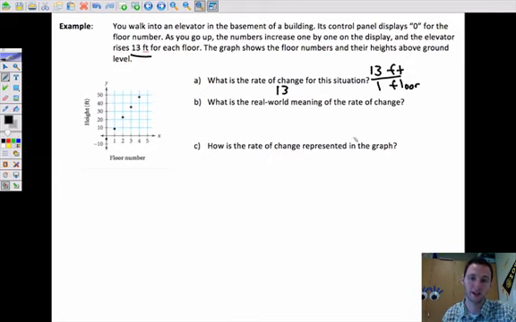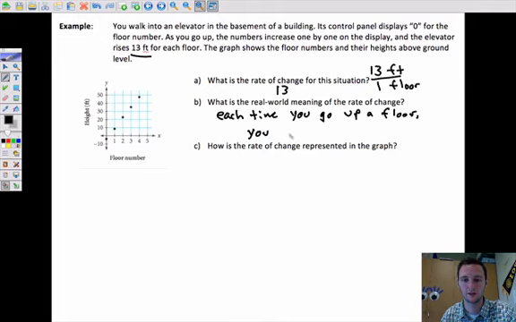The real world meaning of that is sort of similar, that each time you go up a floor, you rise 13 feet higher.